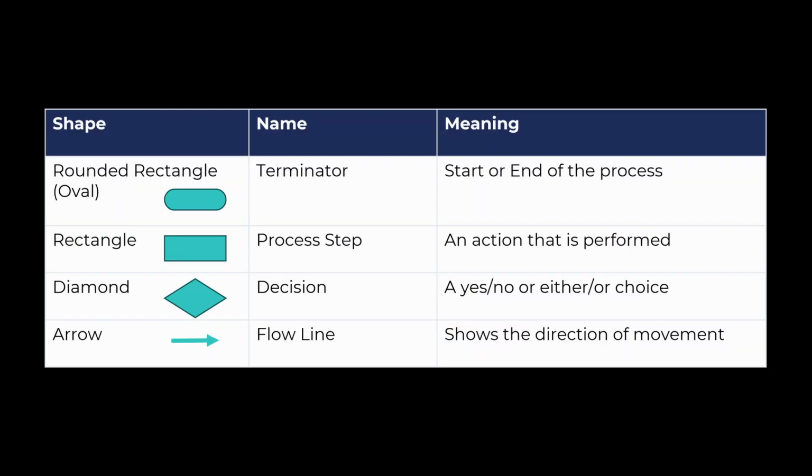And you only need 4 symbols to build one. A rounded rectangle for your start and end points, a regular rectangle for any action or step, a diamond for decisions, usually yes or no questions, and arrows connecting everything to show the direction of the flow. 4 shapes. That's it. You can map out almost any process in your business with just these 4 things.